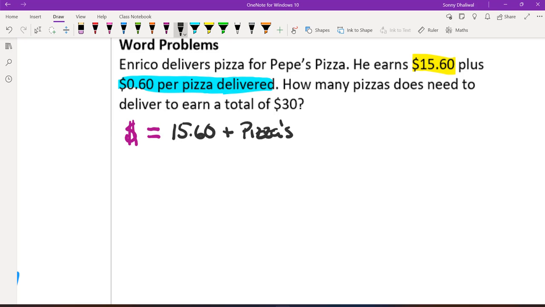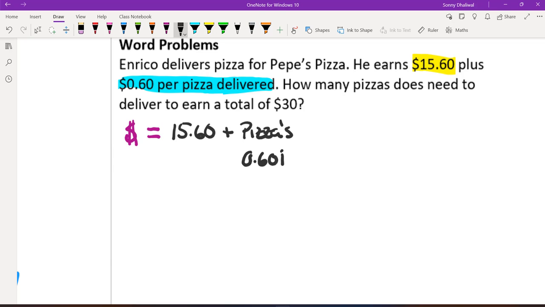Now, the issue is we don't know how many pizzas he delivers. That's what the question is asking. The question is asking us, how many pizzas does he need to deliver in order to make $30, right? So how do we calculate his wage for pizzas being delivered? If he delivers one pizza, he makes 60 cents, right? If he delivers two pizzas, he makes 60 cents times two, right? He delivers three pizzas, 60 cents times three. That makes, right? Three pizzas, $1.80.